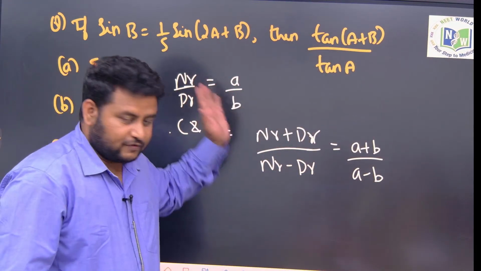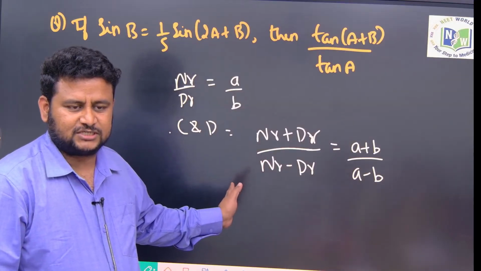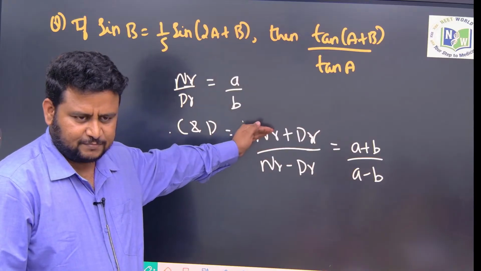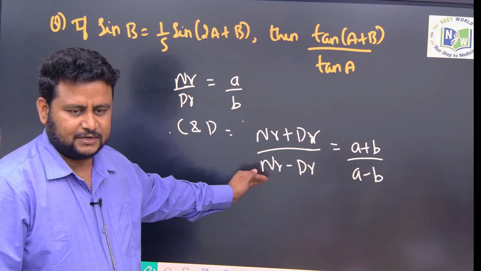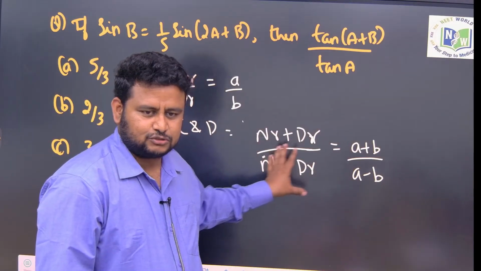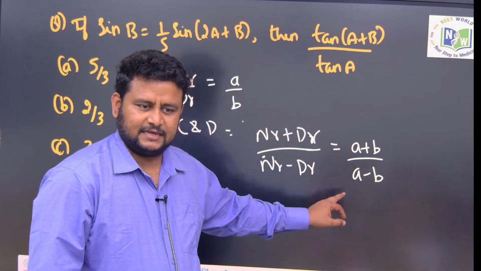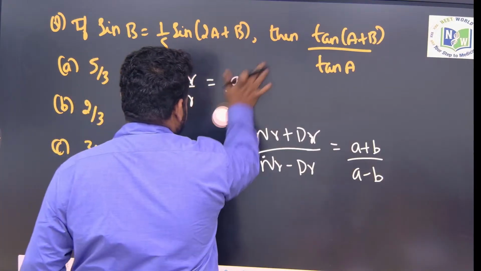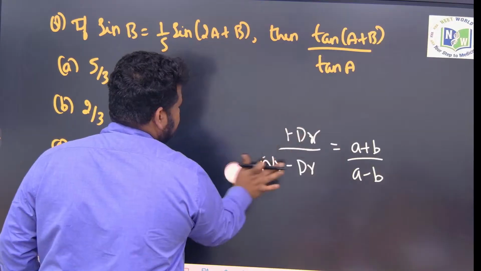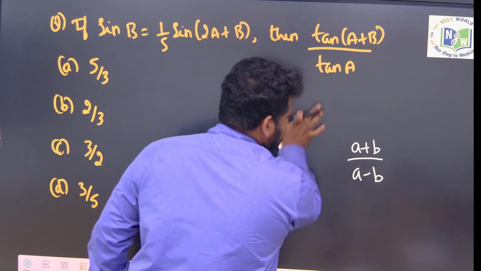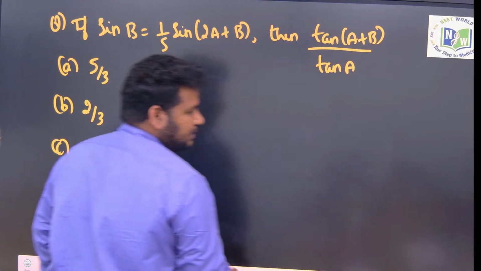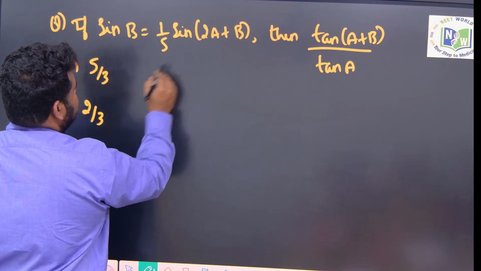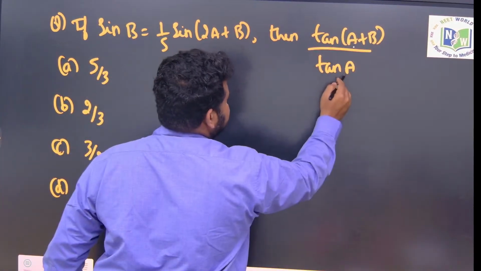For the numerator we add the denominator, and we subtract the denominator from the numerator. So numerator plus denominator by numerator minus denominator on the left, and what you do to the LHS, you do to the RHS also: a plus b by a minus b. Understood what componendo and dividendo is? Next time when I say in any other chapter to apply C and D, you will know. Now see here, sin B is given, sin of 2A plus B is given. Now what can I write? See here, A plus B is there, A is there.